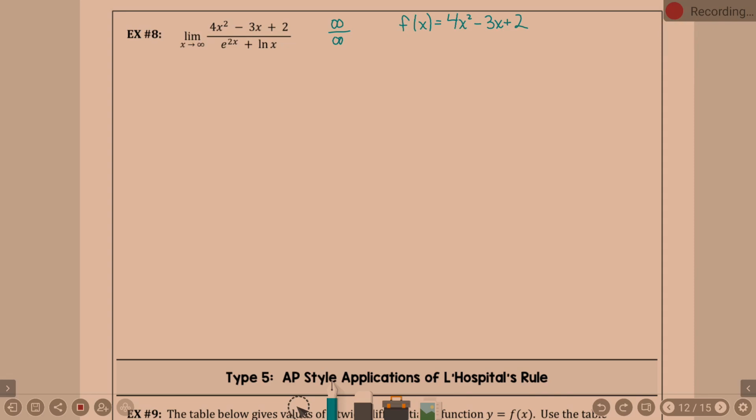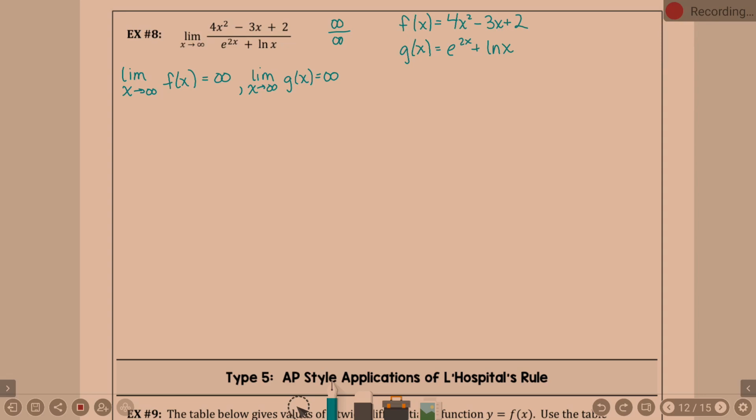G of x is e to the 2x plus natural log of x. It's not even that they have to be f and g, folks. It's just go with what's natural here. So now we can shortcut this, and we can say the limit as x approaches infinity of, what's my top? F of x is equal to infinity. And the limit as x approaches infinity of g of x is infinity. It just saves you writing out the whole thing, right?